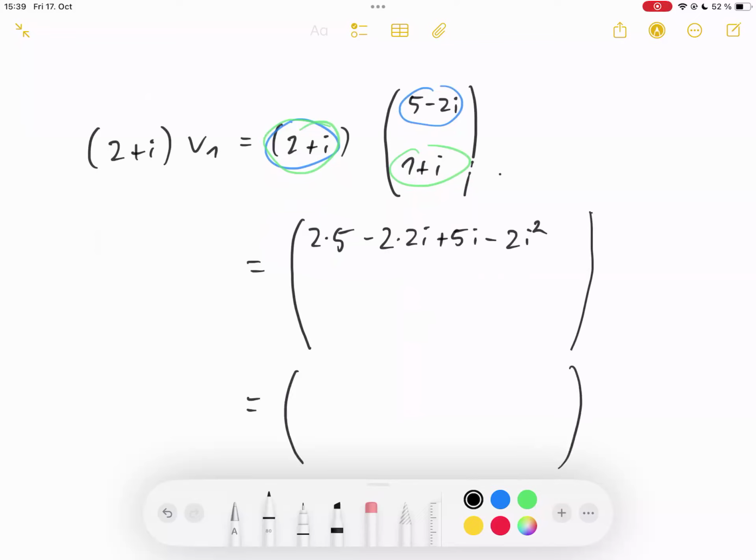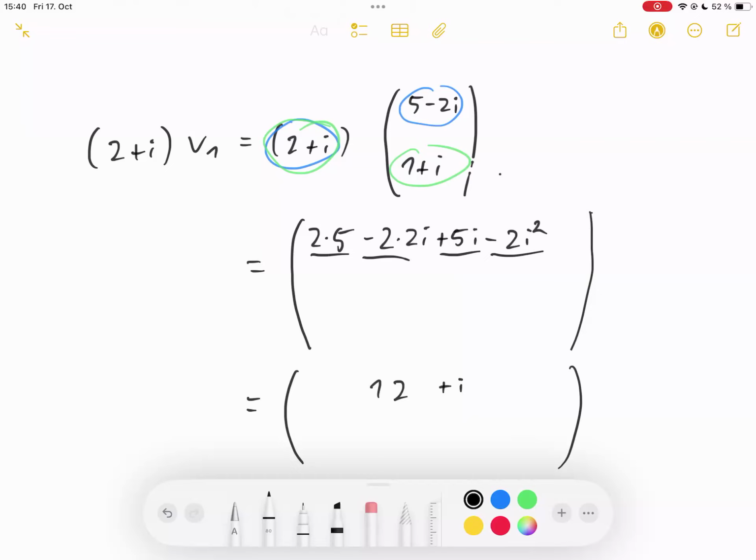So we'll continue this for the first element. So this is 10, and the i's will be 1i, so plus i, and this will be 10. And here, minus 2i squared will be plus 2. So we will have 2 plus 10, so it's 12 plus i.